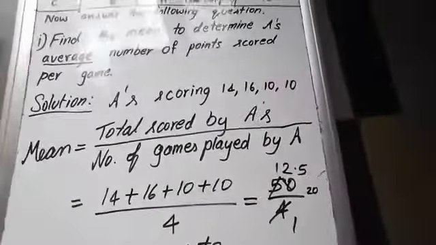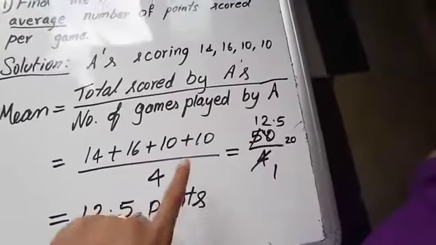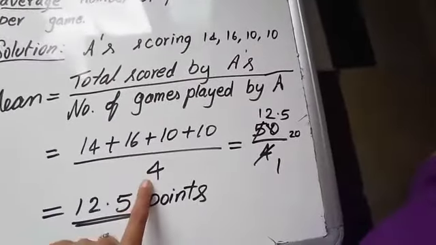So in this way you can find out the first answer. Find the mean to determine A's average. For A's average, you have to add the scores and divide by 4. You are going to get the answer.